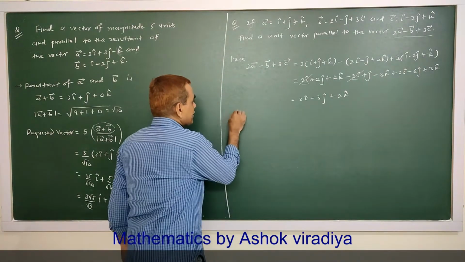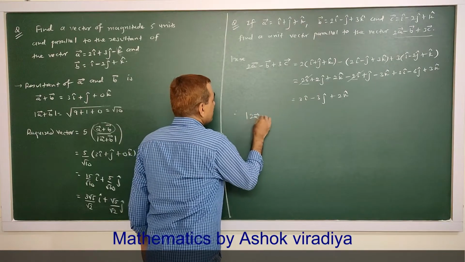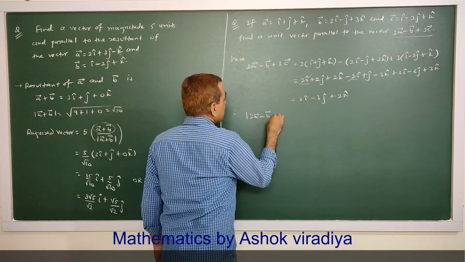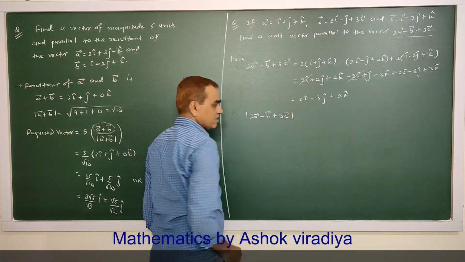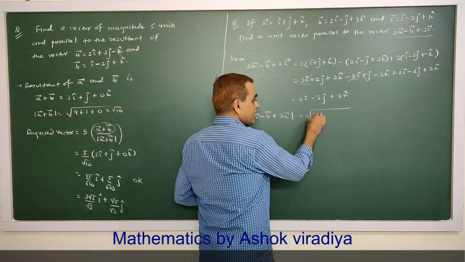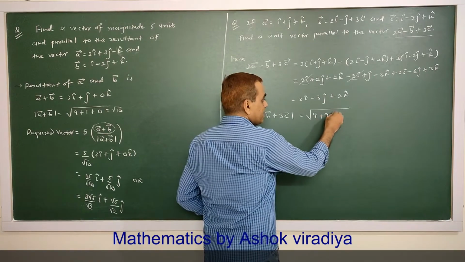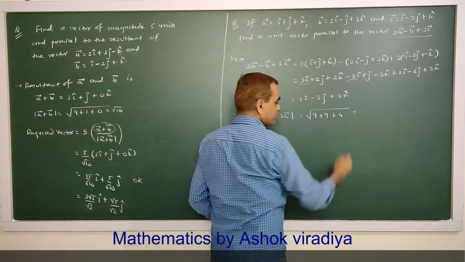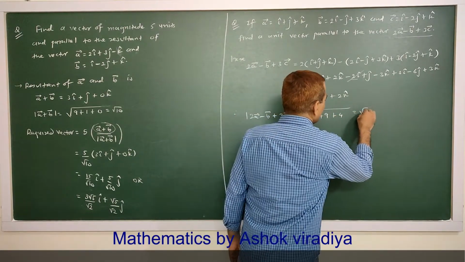Now we find its magnitude. Magnitude of 2a minus b plus 3c is equal to the square root of 3 square is 9, minus 3 square is 9, 2 square is 4. So it is root 22.